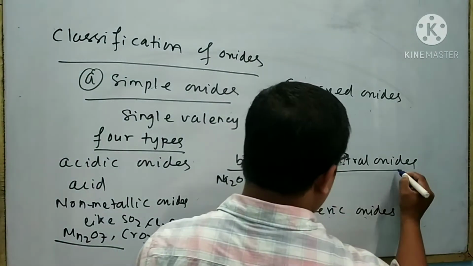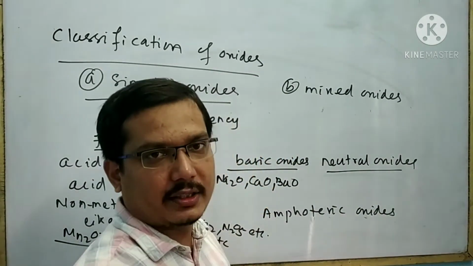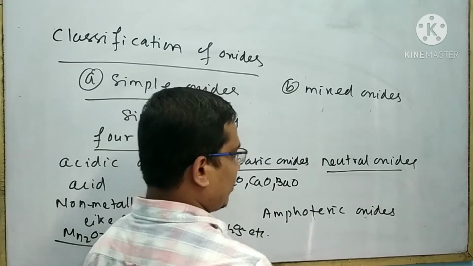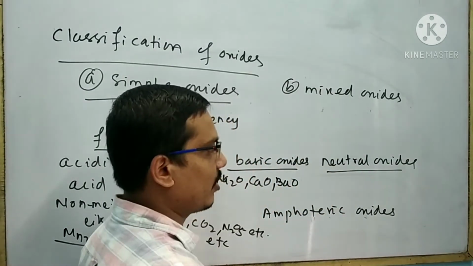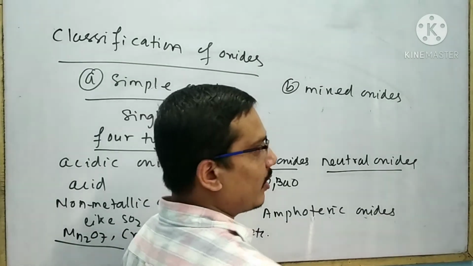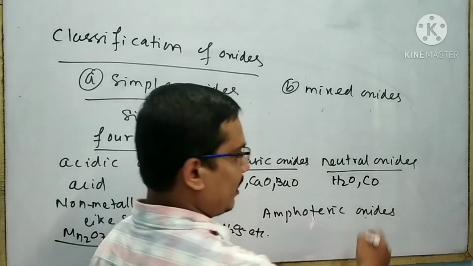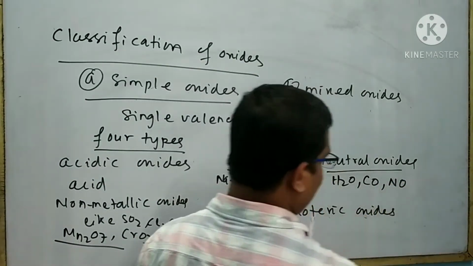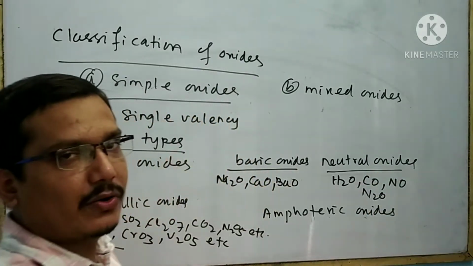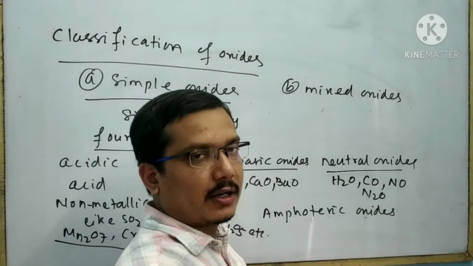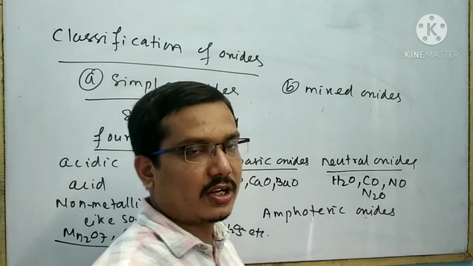Next is your neutral oxide. The oxides which are neither acidic in nature nor basic in nature are called neutral oxides. For example, water, carbon monoxide, nitrogen monoxide, N2O. These are examples of neutral oxides. These are not acidic or basic in nature.